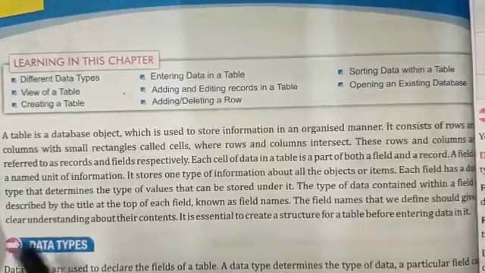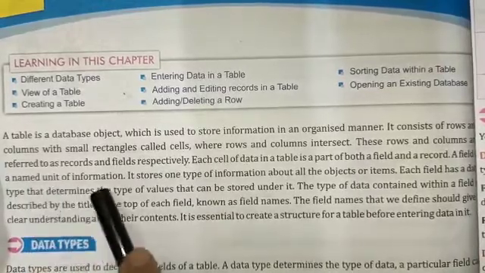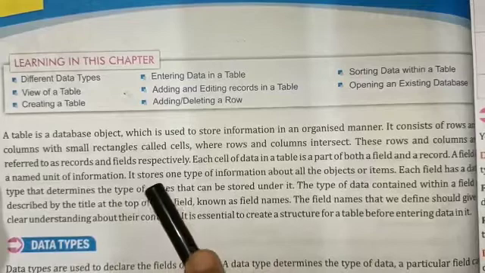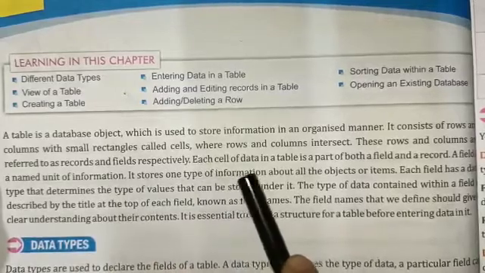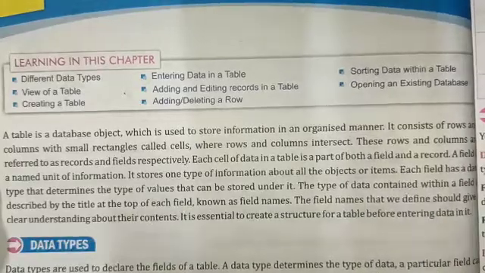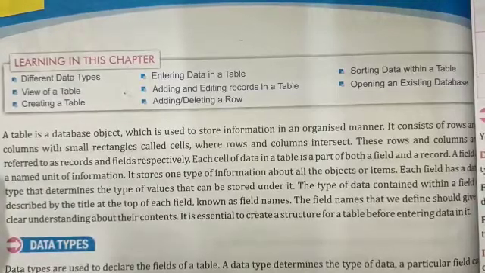A field is a named unit of information. It stores one type of information about all the objects or items. So, the fields store one type of information about all the objects or items.